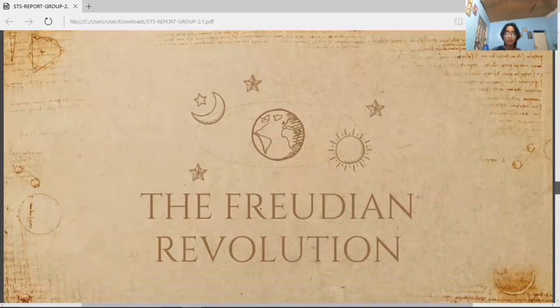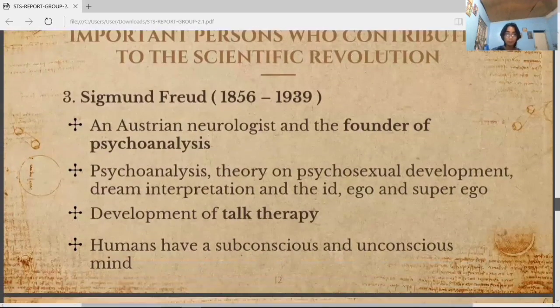And last, the Freudian Revolution. Sigmund Freud was an Austrian neurologist and the founder of psychoanalysis, a clinical method for treating psychopathology through dialogue between a patient and a psychoanalyst. He was credited for psychoanalysis, the theory of psychosexual development, dream interpretation, and the id, ego, and superego. Perhaps Freud's most important contribution to the field of psychology was the development of talk therapy as an approach to treating mental health problems. He also said that humans have a subconscious and unconscious mind, which may control emotions, drives, and behaviors.